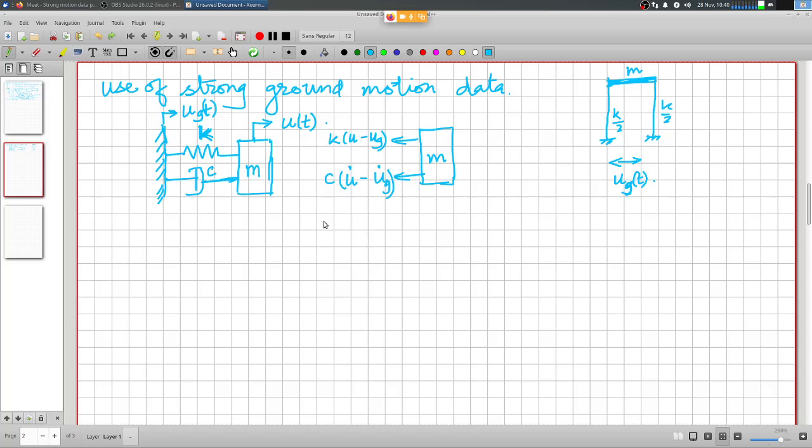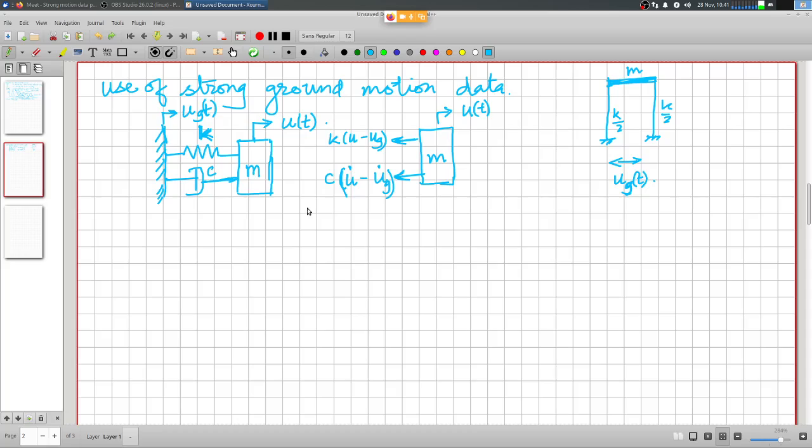So a vehicle shock absorber system is essentially a combination of this kind of spring and damper devices at the simplest level. So these are the forces acting on the mass m, and the mass is of course moving by u.